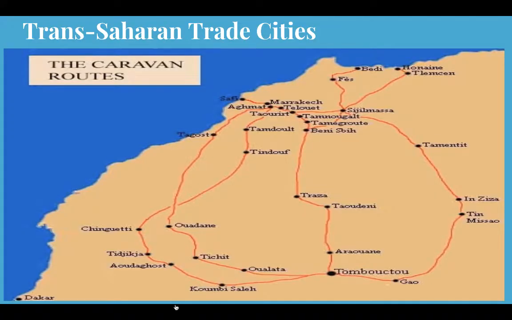Now, these are the caravan routes. Now, we have talked about Ghana, Mali, and Songhai. I talked about the Hausa.